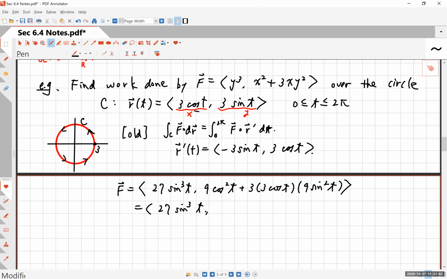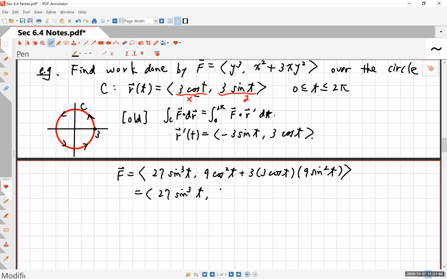Don't worry, I'm not going to finish this approach. But 9 cosine square t plus, then what do you have here? You have 3 times 3 times 9. That's 81 cosine t sine square t. Okay, that's my vector valued F restricted on this circle. And remember, r prime was this thing here.